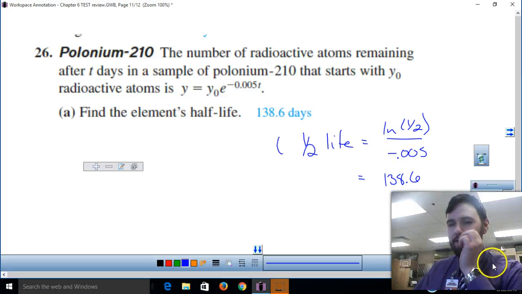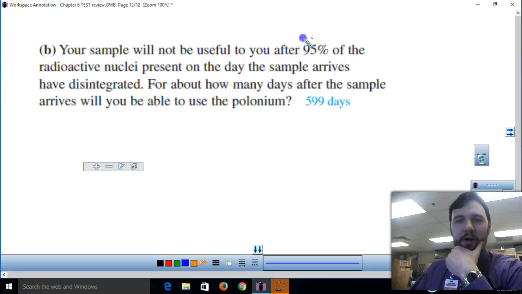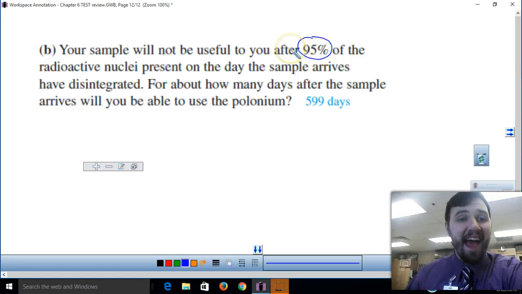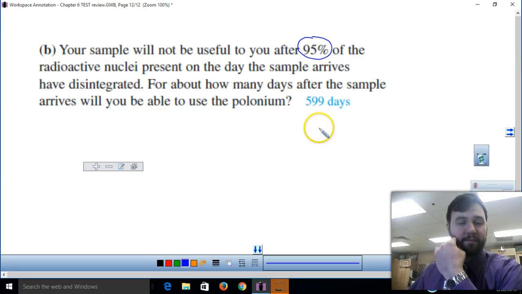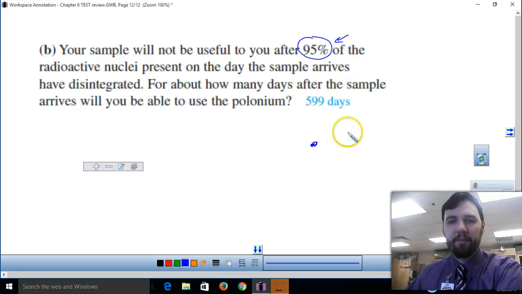How do you know if this one's on the test? Let's do it anyway. So you want to know when 95% of the sample has disintegrated, after which your sample would not be useful. So we want to know how long it will take for 95% to be gone. Oh, they're asking when you are going to be down to 95%. So we take 0.05.